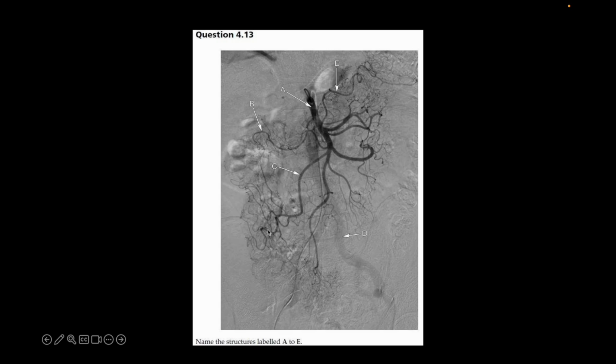D is the left common iliac artery. You can see there's a bit of contrast that's leaked or gone into this vessel, so common iliac artery, before it divides into the external and internal iliac arteries. And then E is the middle colic artery, supplying, remember, the transverse colon up until the splenic flexure.